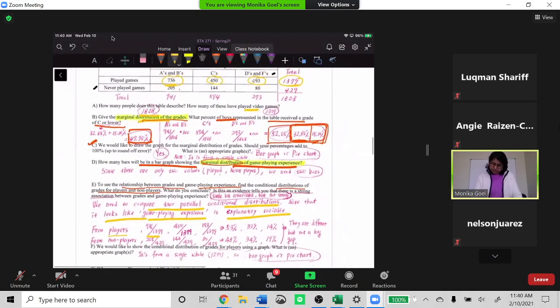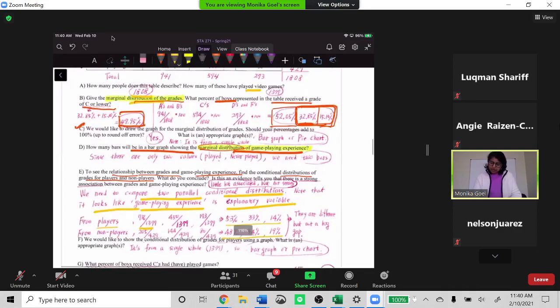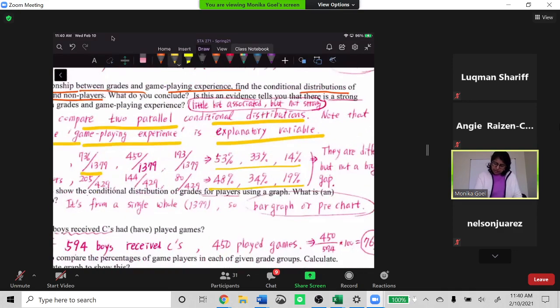736, 459, and then you see here, same thing you can look for players who never played. Now look at their percentage and compare. This is A's and B's, this is C's, and this is D's and F's.